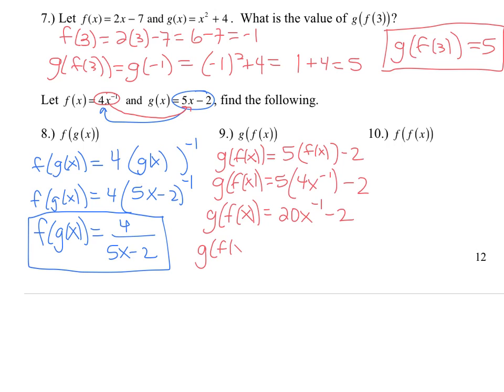Again, I can't leave a negative exponent. It means to take the reciprocal. Remember that only the x is to the negative first. The 20 is to the first power. So the 20 will stay on top, the x will drop to the denominator, and then the minus 2 stays up top. So it'll be 20 over x, take away 2.